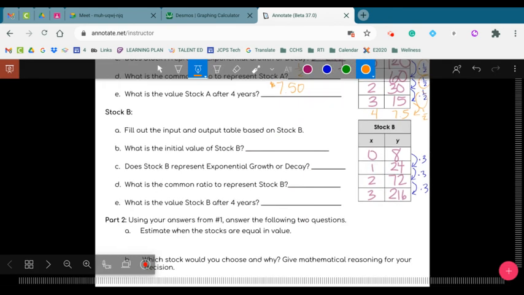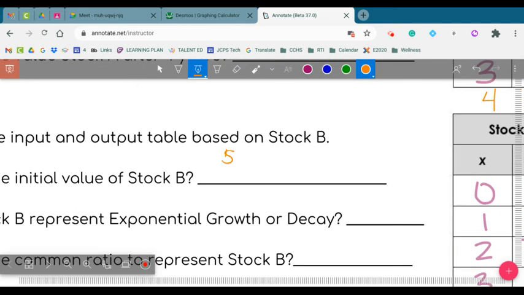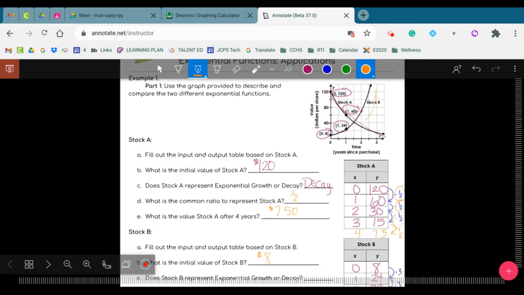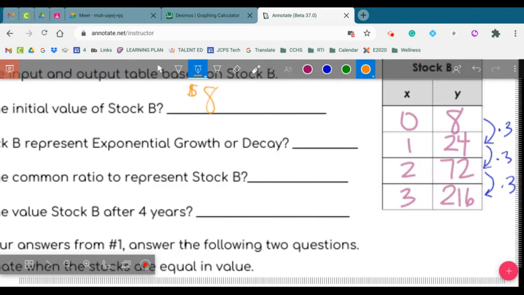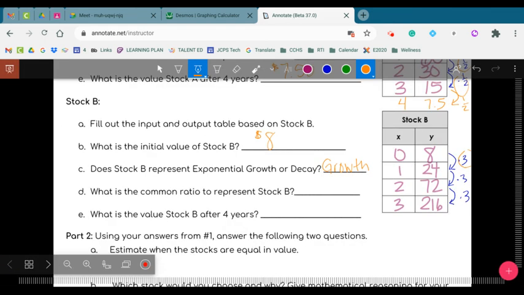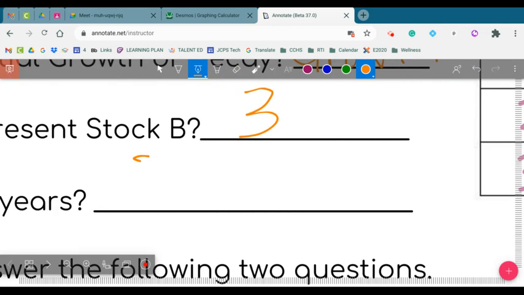Okay, let's go do stock B. The initial value was $8. Stock B was going up, so it is growth. The common ratio we said on the side was 3. What is the value of the stock after 4 years? If we go down to 4, we have to multiply 216 by 3. We're going to get 648. So it would be $648.